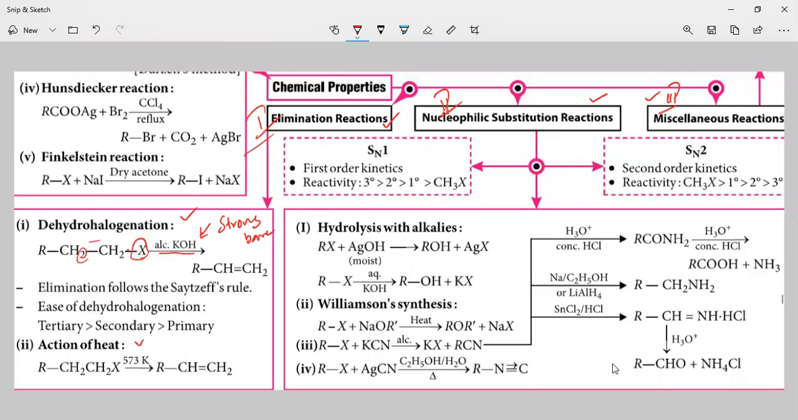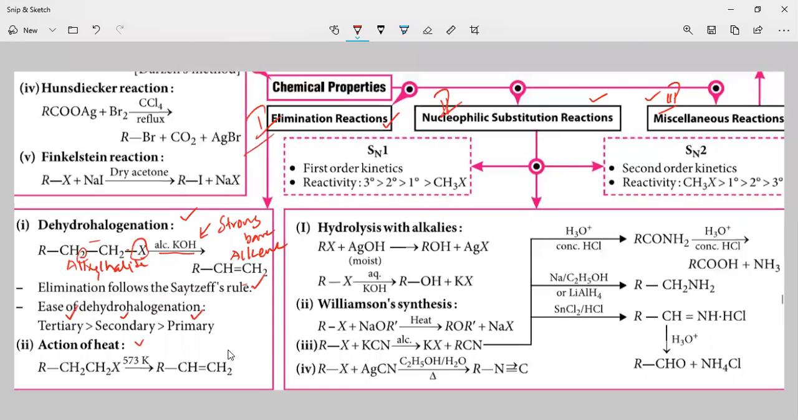From dehydrohalogenation, we can convert an alkyl halide to an alkene. Moreover, this elimination follows the Saytzeff rule. As for the ease of dehydrohalogenation, tertiary alkyl halides will undergo dehydrohalogenation very easily compared to secondary, and secondary will undergo it very easily compared to primary.